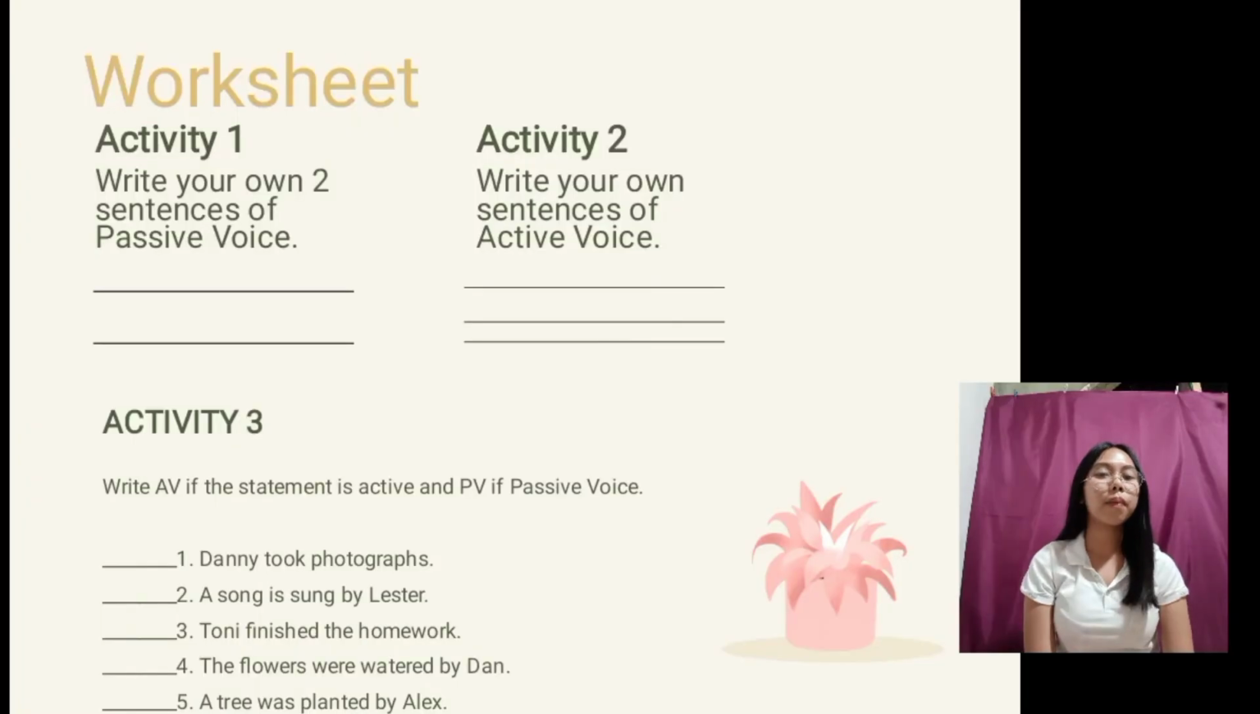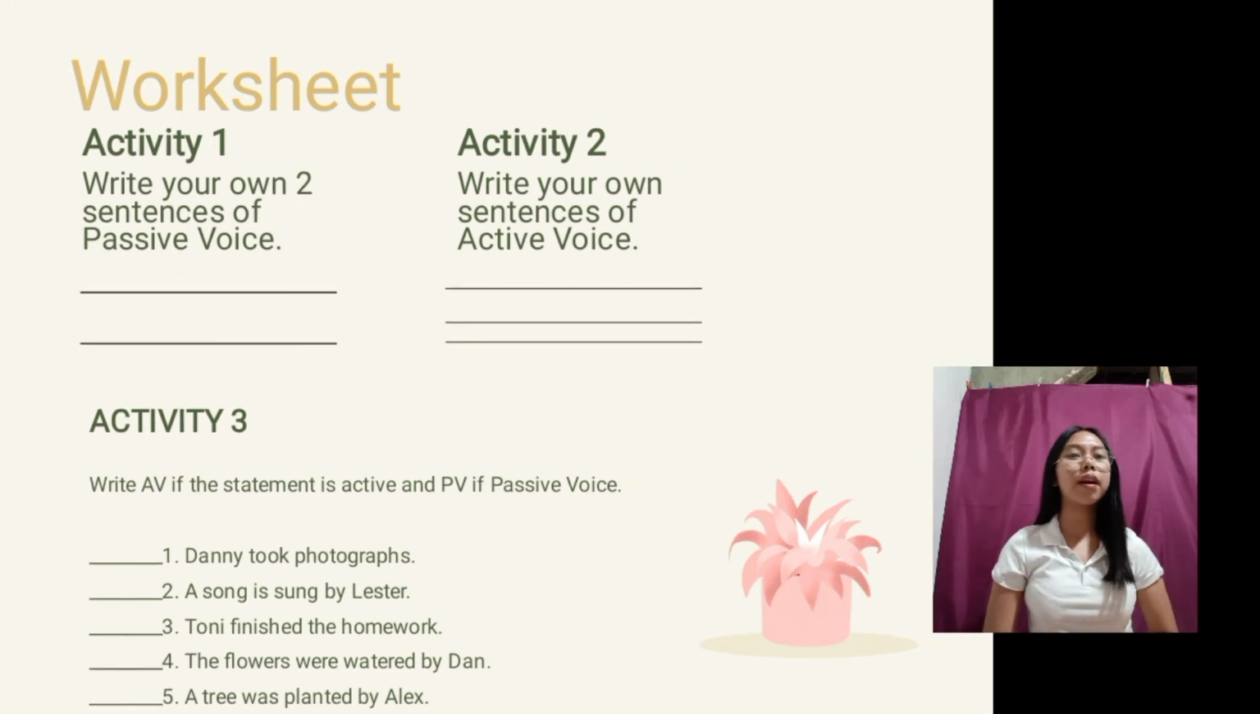So now let us proceed to our activity. Get your paper and answer the following questions. For activity number 1, write your own 2 sentences of passive voice. Activity number 2, write your own 2 sentences of active voice. And activity number 3, write AV if the statement is an active voice and PV if passive voice. Okay, I'll give you 20 minutes to answer. Okay, time is up. Pass your paper.